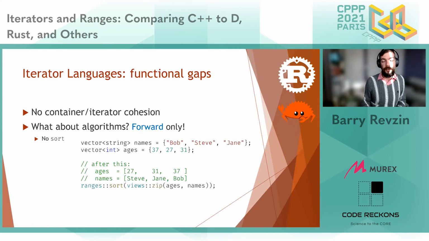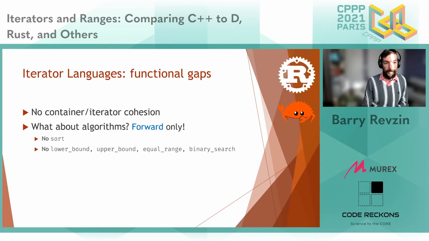And similarly, we can't do any of the other kinds of sorts. There's no partial sort, there's no nth element, anything that might involve an operation like that. Similarly, none of the binary search algorithms work generically. You can't do it on an arbitrary iterator. So even though Rust lets you go backwards from the end, it doesn't let you go backwards arbitrarily.